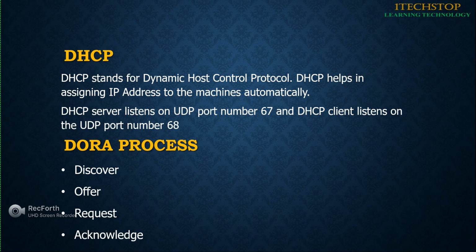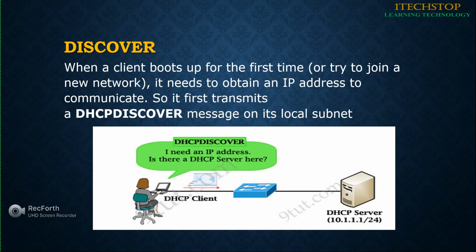The DHCP server works on UDP port number 67 and DHCP clients work on UDP port number 68. So let's see what the DORA process is. DORA is an abbreviation for discover, offer, request, and acknowledge. This is the process that DHCP follows whenever a new machine joins a network. So let's see it one by one.